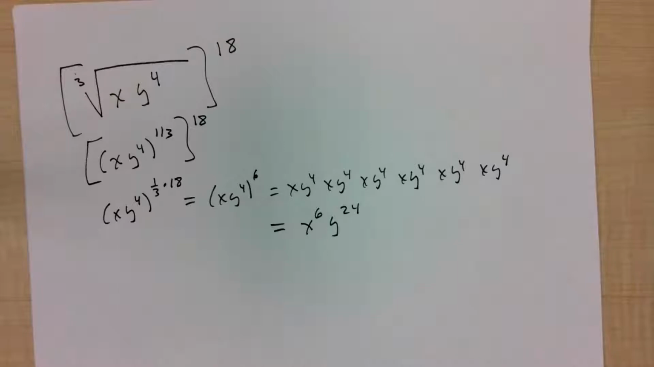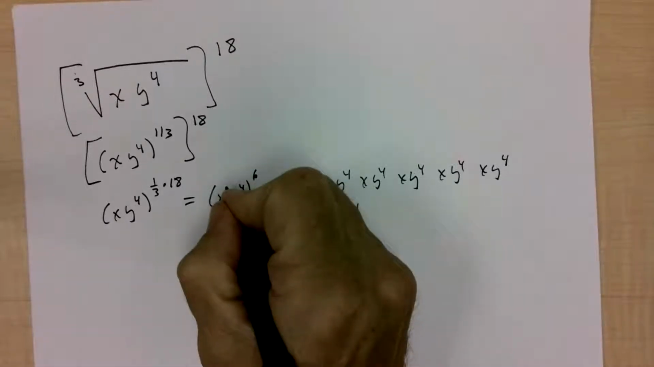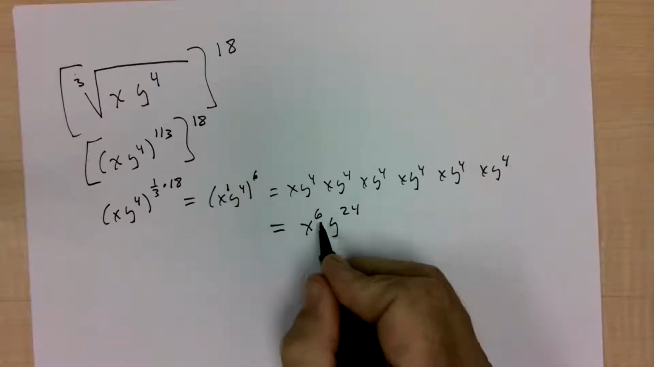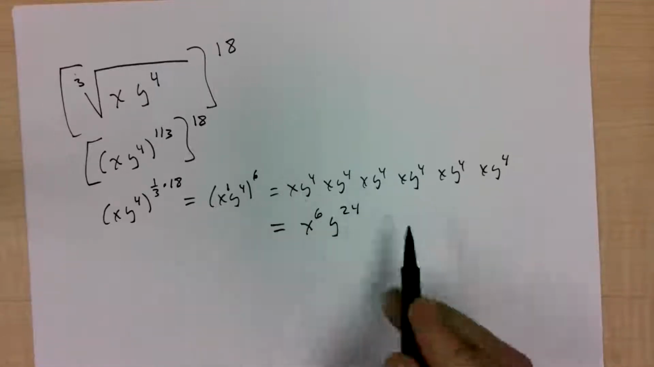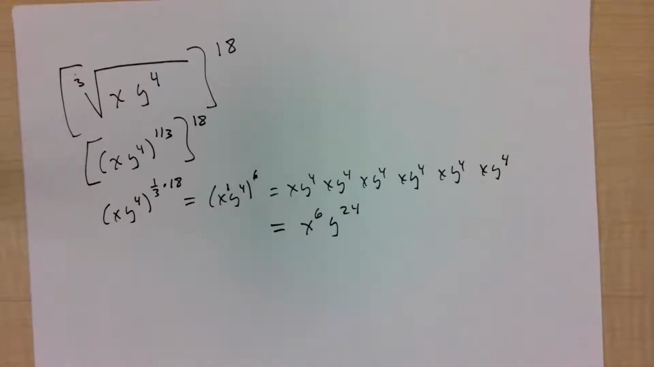Of course, you could also use the rule that when you raise a power to a power, you multiply the exponents. X to the 1 times 6 is x to the 6th. Y to the 4 times 6 is y to the 24th. So that's a way for us to use the fractional exponents for us to go ahead and do some simplification. All right. Let's see what else we can do.